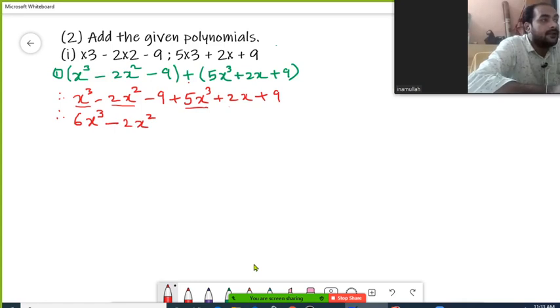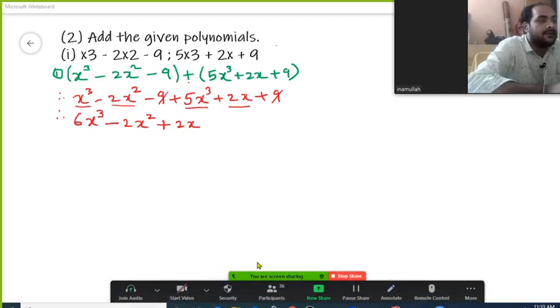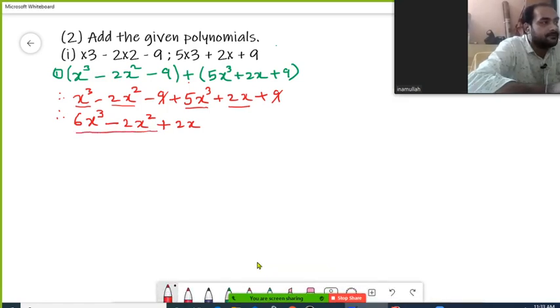Then we have 2x, and we don't have any other like term like this 2x, so we will not do anything with this. We will write 2x. Then we have negative 9 and positive 9. The same number with different signs will become 0, and this is your final answer. So when you add these two polynomials, your sum would be 6x cube minus 2x square plus 2x.